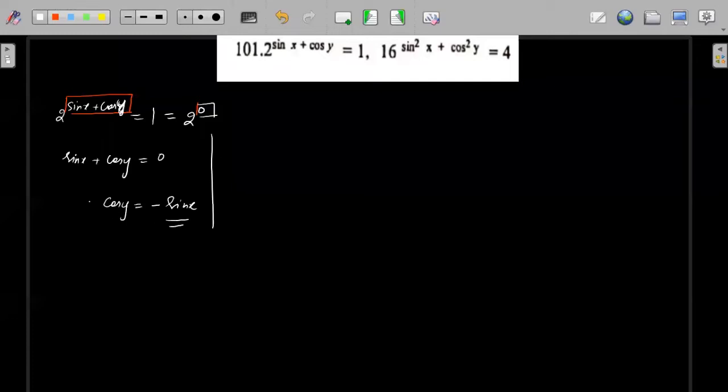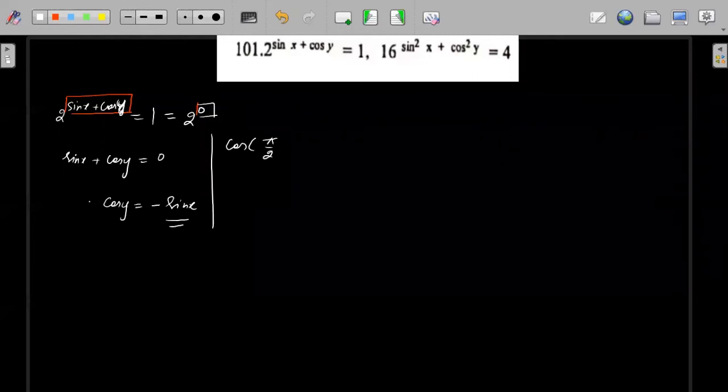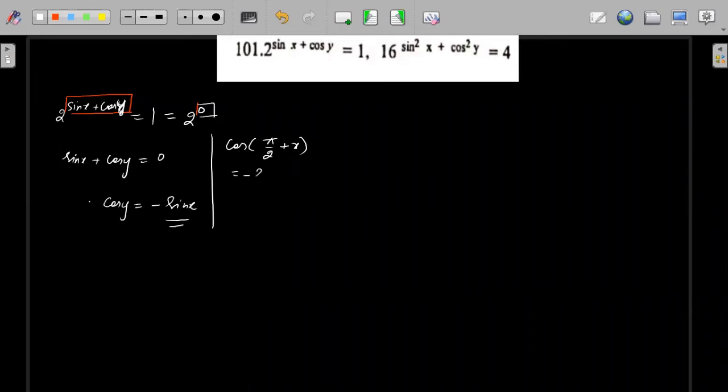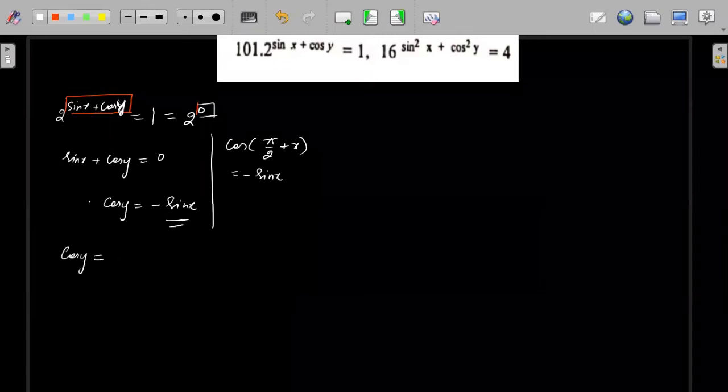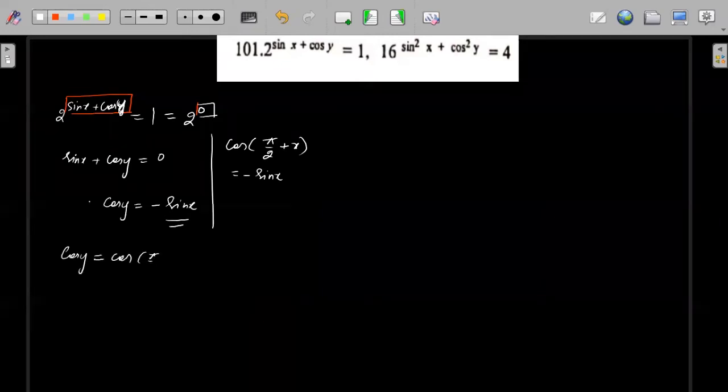Suppose I write cos of pi by 2 plus x. Then this will become minus of sin x, right? So I can substitute this part. So cos of y is equal to cos of pi by 2 plus x, right?